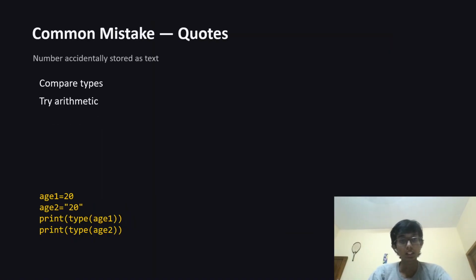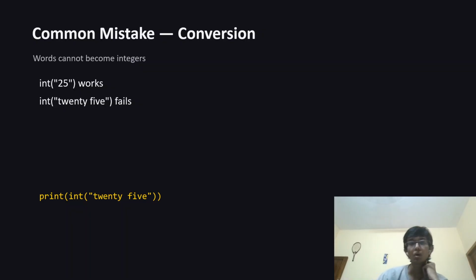So the common mistake is quotes, because numbers accidentally get stored as text. A number with quotes is stored as text. A number without quotes is stored as an integer. This is a very big misconception. Another common mistake you see is that int("25") works, int("twenty five") fails, as I told you.